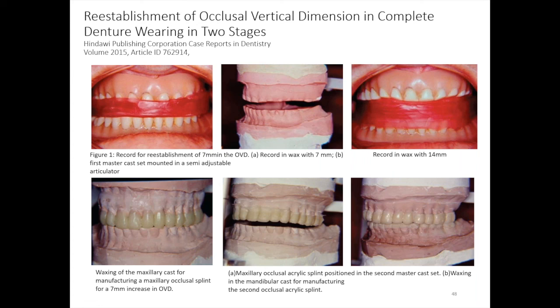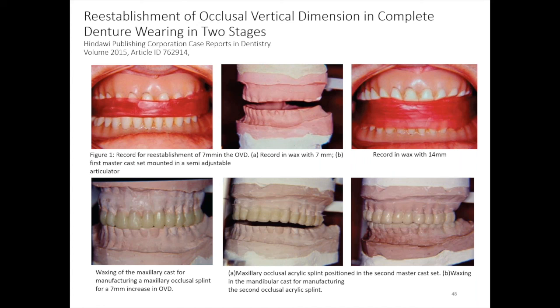The maxillary splint was positioned on the old denture, fixed with composite, to evaluate the patient's ability to tolerate 7 millimeters for a period of 30 days. After this period of adaptation, the mandibular splint was then fixed to the old denture for a period of 30 days. Finally, after evaluating the adaptation, the new set was installed. This process allowed for verification of the patient's ability to tolerate re-establishment of the occlusal vertical dimension.